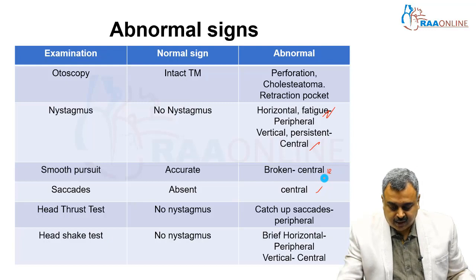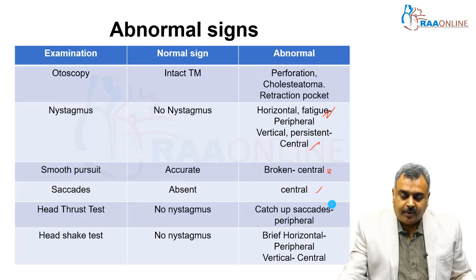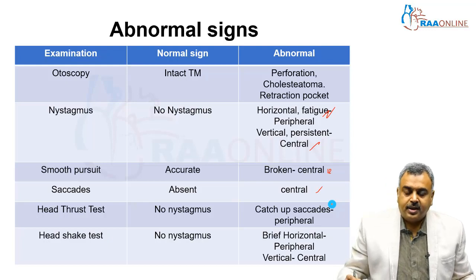And in case of head thrust test, you have catch-up saccades which are peripheral, in case of peripheral vertigo. And head shake test, we have a brief horizontal nystagmus in case of a peripheral vertigo and a vertical nystagmus in case of a central vertigo.